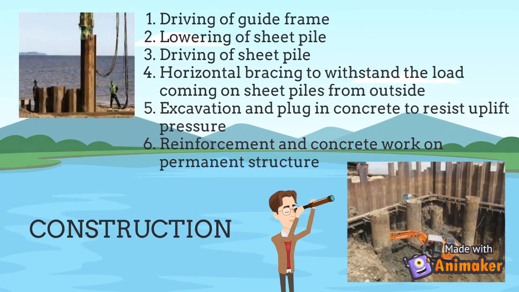The construction of the sheet piling wall is very simple. Firstly, the guide frame for the sheet pile is driven into the ground. Next, the sheet pile is lowered and driven into the ground as well, followed by horizontal bracing to add more support to withstand the load. Excavation is done and concrete is plugged in to resist uplift pressure. Lastly, the permanent work proceeds, such as reinforcement and concrete work on the permanent structure.